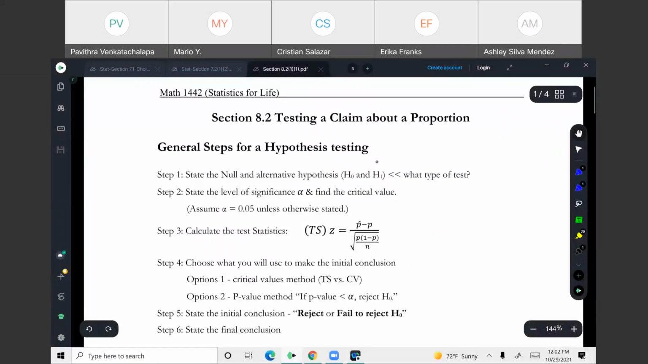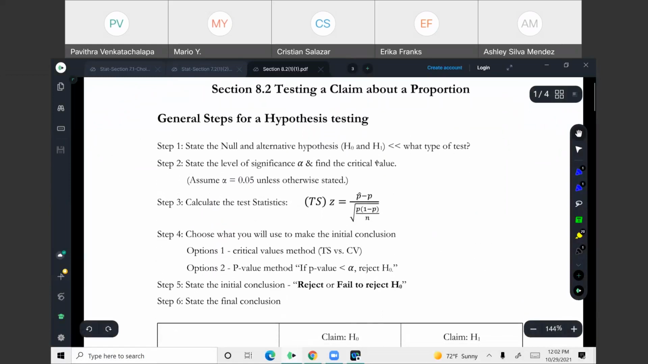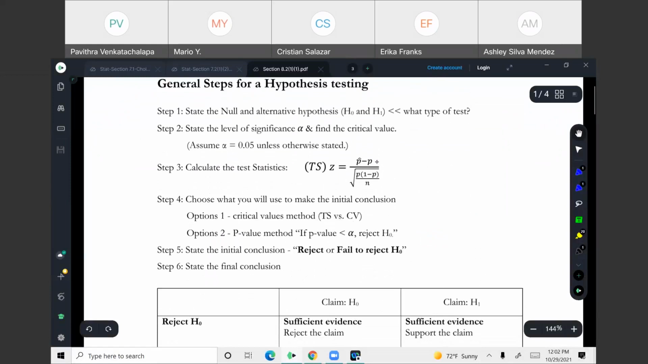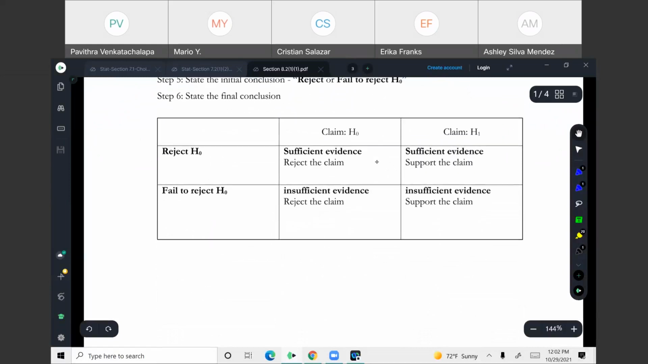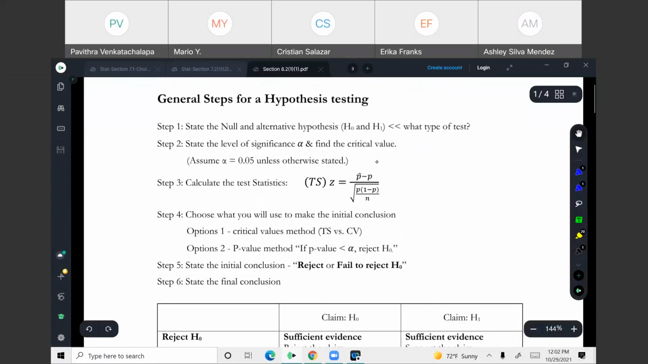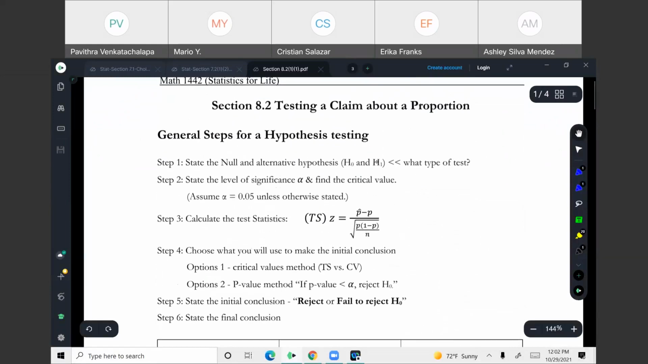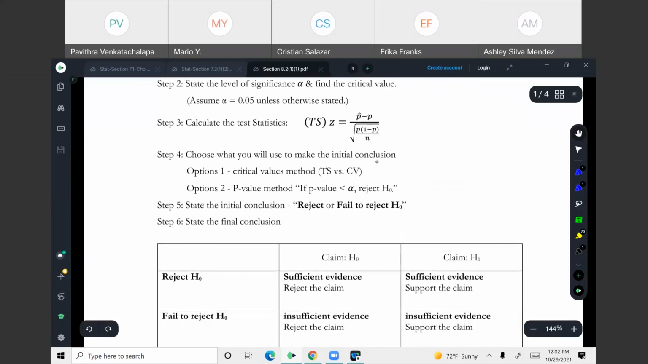Of hypothesis testing, we saw what a hypothesis was. It was a claim or a statement. And we also learned what the testing was and how many types of tests we had: right tail, left tail, and two tail test. And in section 8.1, I also told you how to make the initial conclusion and then state the final conclusion. Okay, so those were the basics.